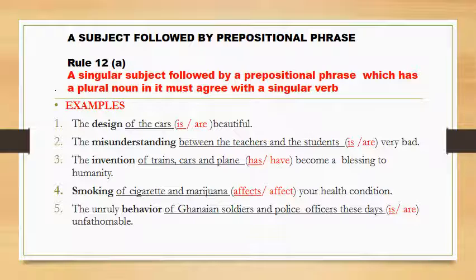So the invention is a singular subject, therefore it must go with a singular verb, which is has. So the invention of trains, cars, and planes has become a blessing to humanity. Let's look at the next example.